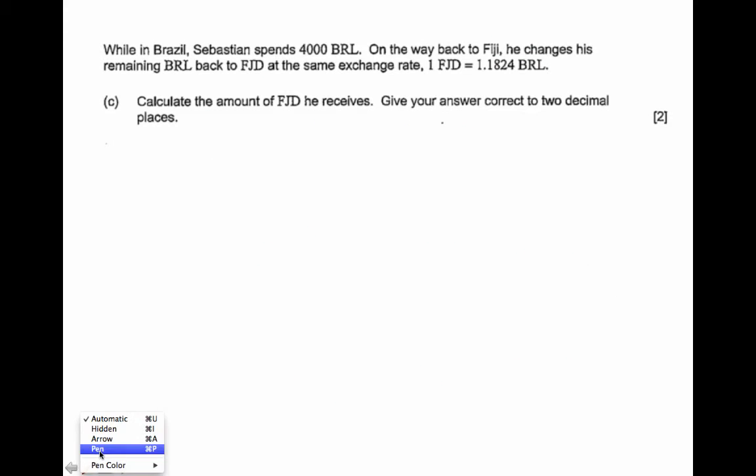When he's in Brazil, he says he spends 4,000 Brazilian real. So he had 5,912. He's going to spend 4,000 of them. So before I even read the question, he had 5,912. He's spending 4,000. So he's got 1,912 Brazilian real left.